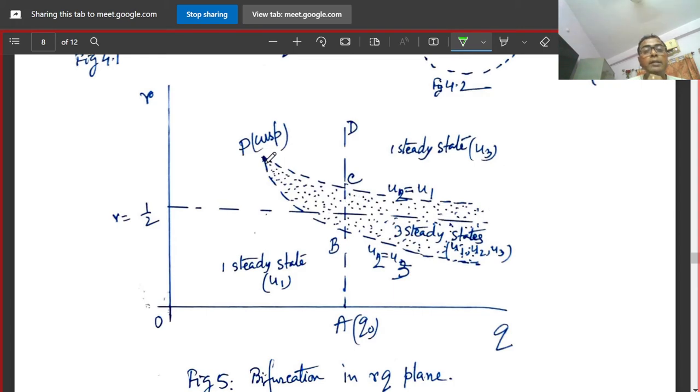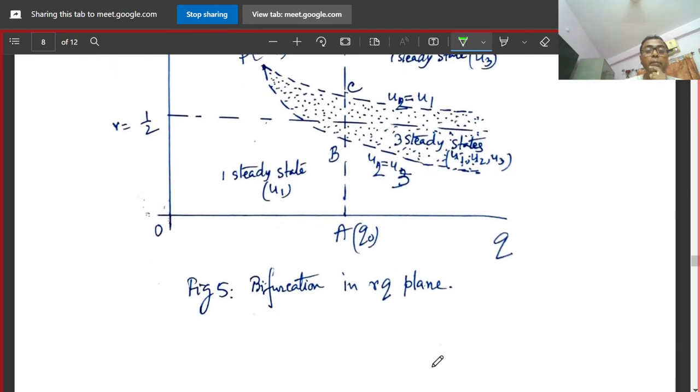The curve u2 equal to u1, and this curve u2 equal to u3. In this dotted region we get three steady states, u1, u2, and u3. Outside this region, in this region, we get only one steady state u1, and in this area we get one steady state u3 only. In this shaded region we get three steady states u1, u2, and u3. This is the bifurcation diagram in the RQ plane.